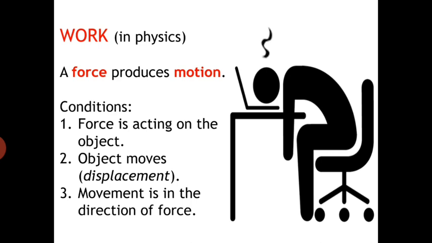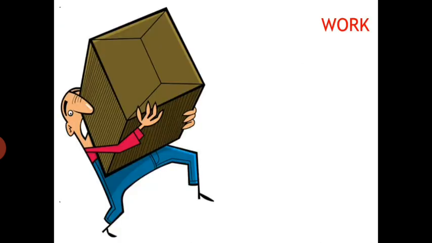So again, the three conditions in order for us to say that there is work done. First one, there should be a force applied or acting on an object. Second condition, the object must move. And third condition, the movement of the object should be in the same direction as the force applied to it. The example for that is when you pull a box along the floor. Now the box here moves in the same direction as the force. Your force is going upward and the direction of the box is also going upward. Therefore, we can say that in this example, there is work done on the box.